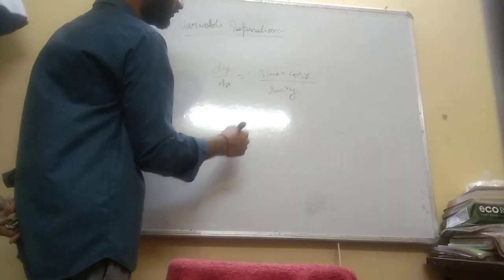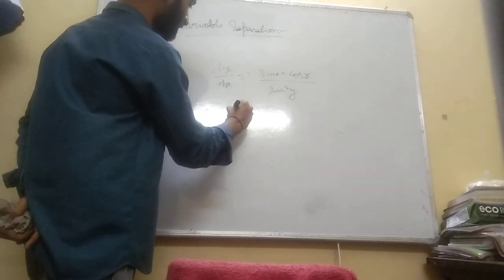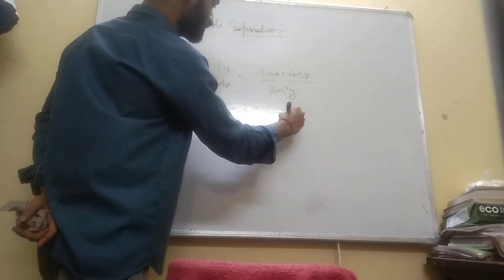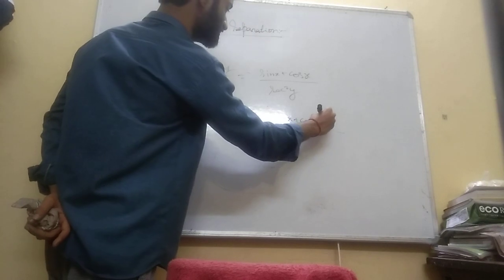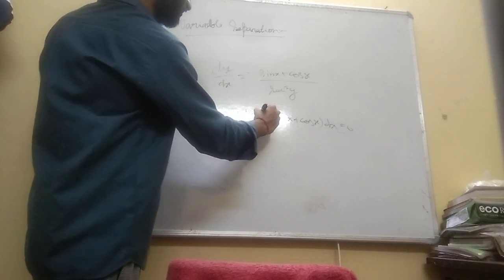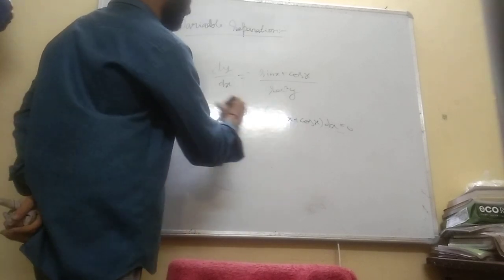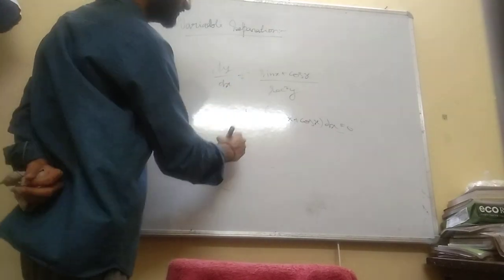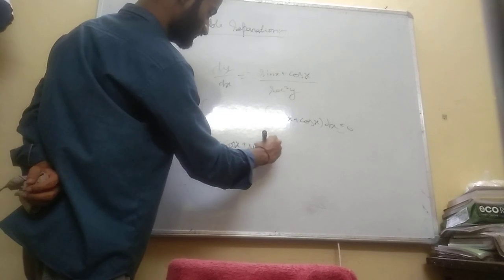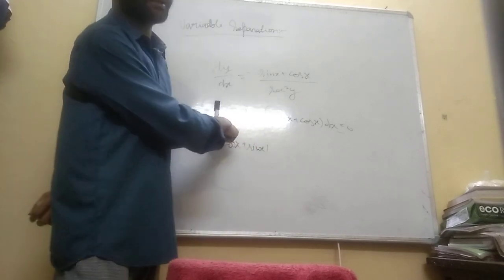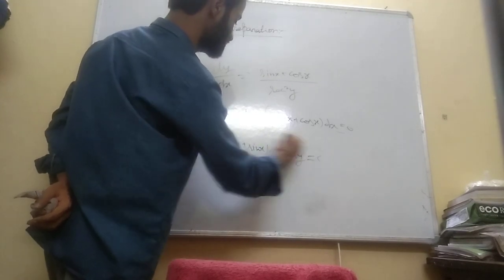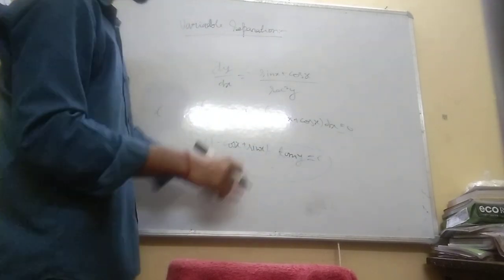So if you solve, what will we get? We will get sec square y dy minus (sin x plus cos x) dx is equal to 0. If you want, you can put plus here, minus here, and integrate this one. So what will you get? You will get minus cos x plus sin x, and now we are going to integrate this, minus tan y is equal to c. So this is the solution of this problem.